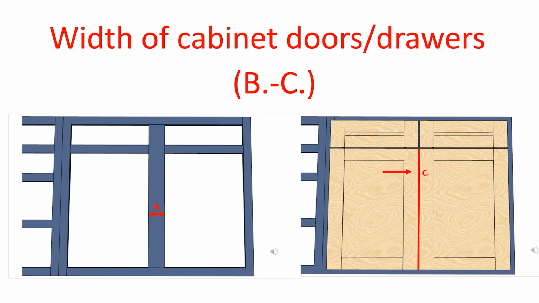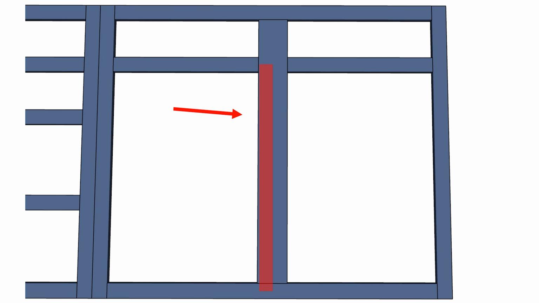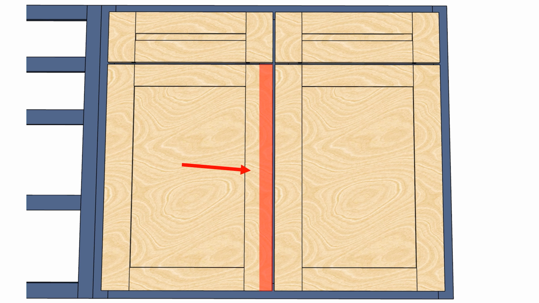First, take measurement B and subtract measurement C. As an example, let's say the door divider is 2 inches and our intended gap is a 1/4 inch. Subtract those two measurements to get 1 3/4 inch. Then divide that in half and we get 7/8. 7/8 in this example is the amount of overhang each door will have in the center here. Here's another view of it. Let's call this D.